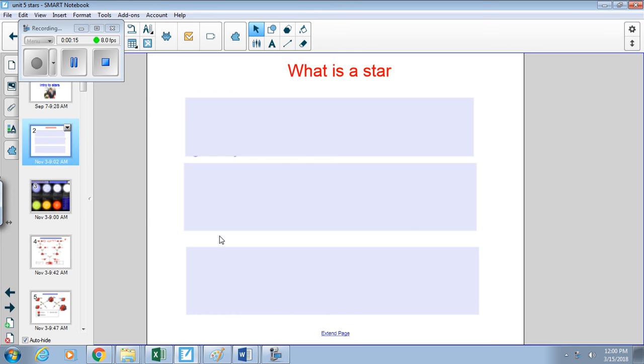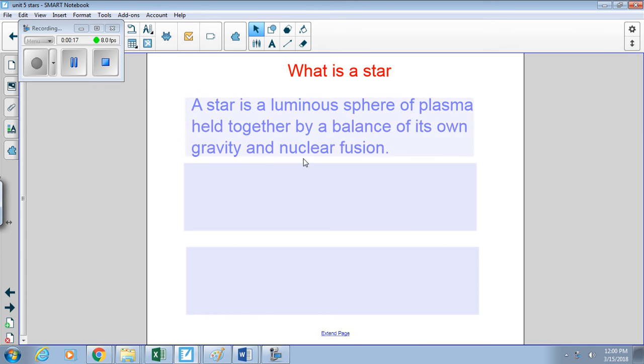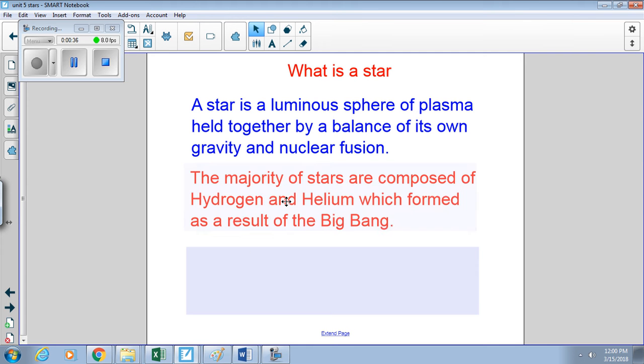Okay, there we go. So what is a star? A star is a luminous sphere of plasma. Luminous means it gives off light. And it is held together by a balance of its own gravity, which is sucking it in, and nuclear fusion, which is pushing it out. So, kind of a quick baseline there.